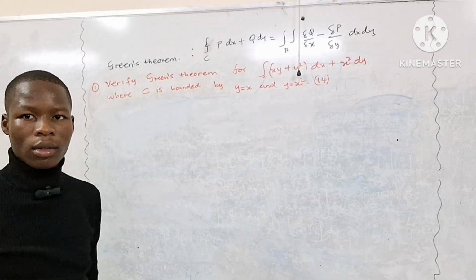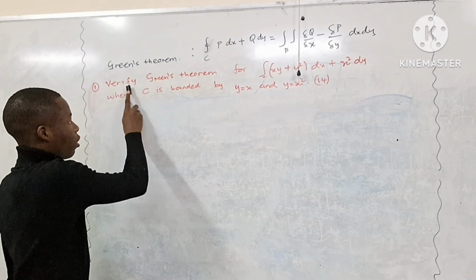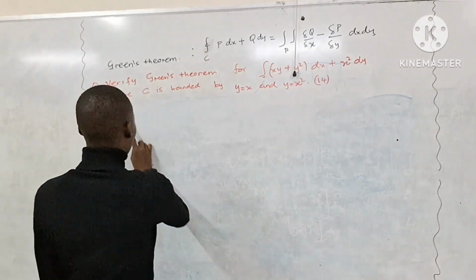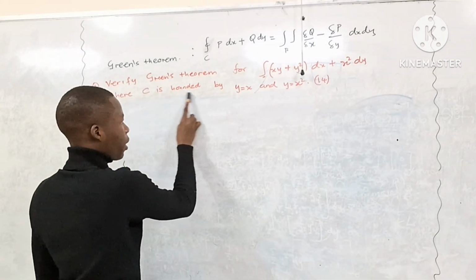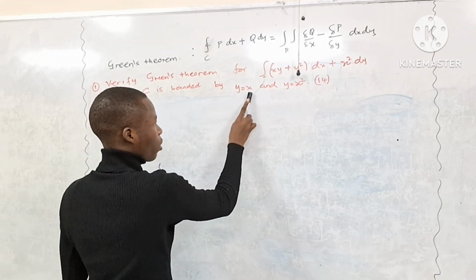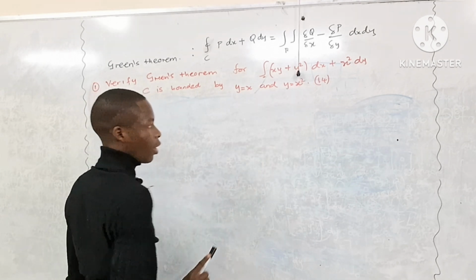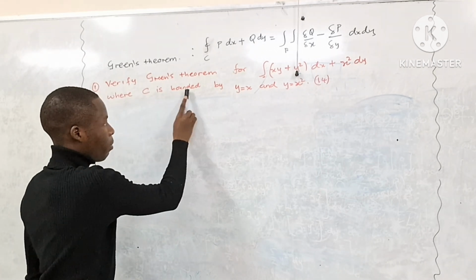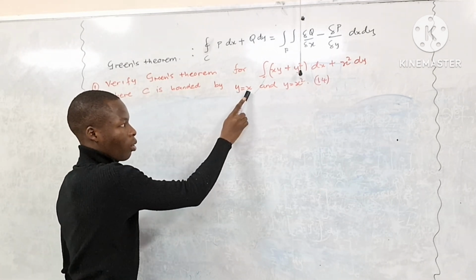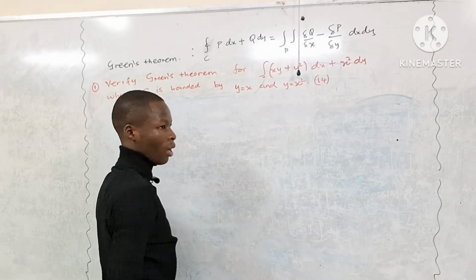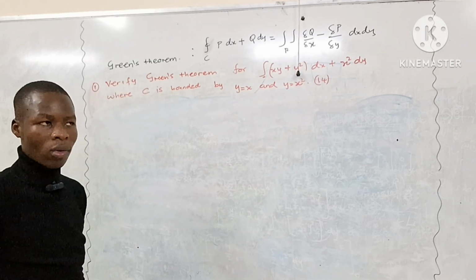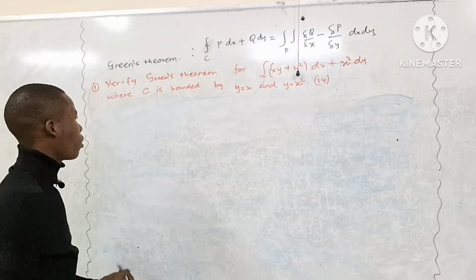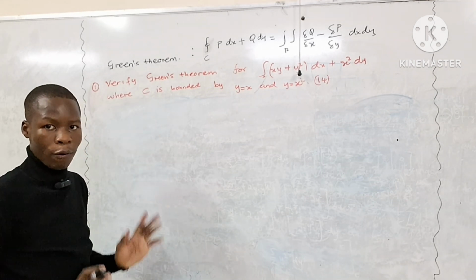Okay, boys and girls, question number 1. Verify Green's theorem for this, where C is bounded by y is equal to x and y is equal to x squared. The question is saying that C is bounded by y is equal to x and y is equal to x squared. I encourage you to sketch the region C first. So we are going to sketch region C first.